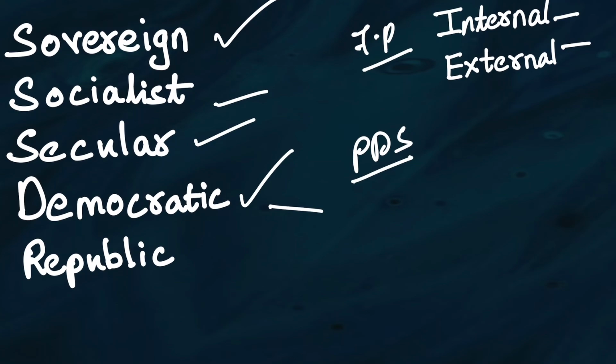The next one is republic. India has an elected head of state, that is the President, rather than a hereditary monarch. Every 5 years, India's President is elected by an electoral college. But this is not the case in the UK, where they have a monarchy.